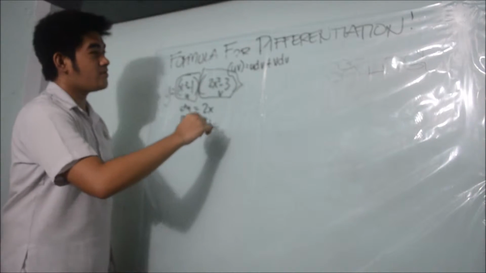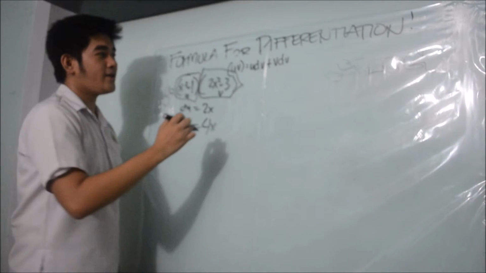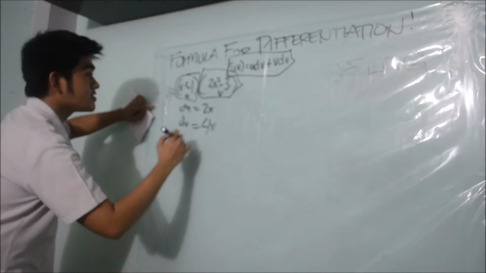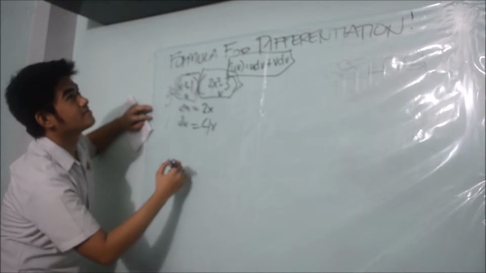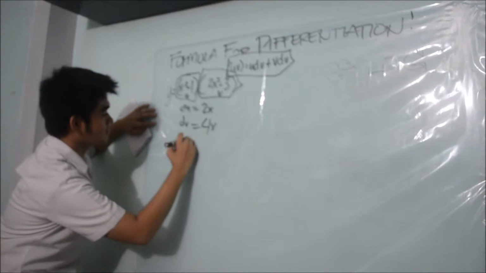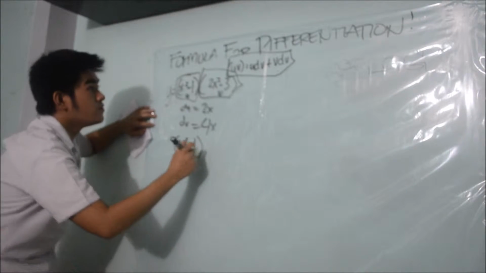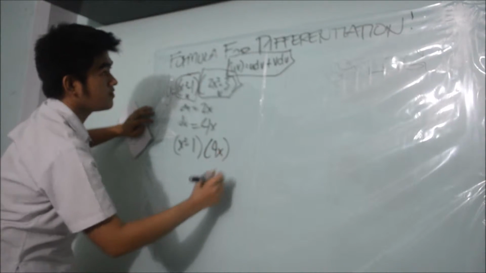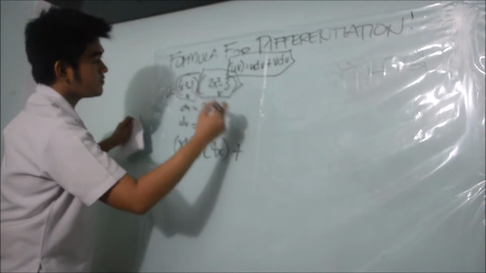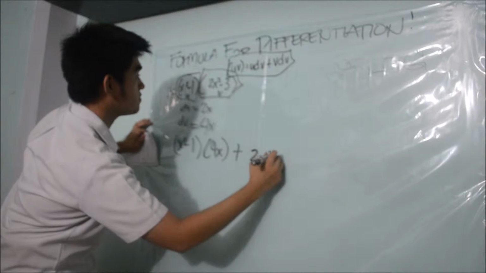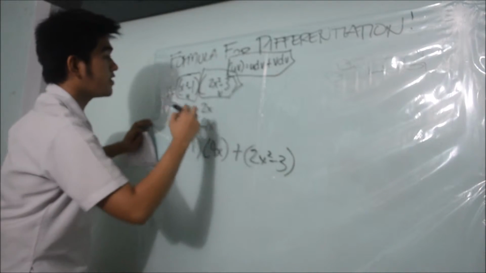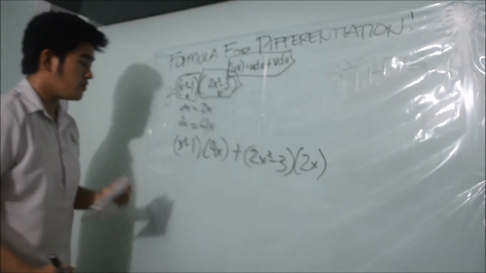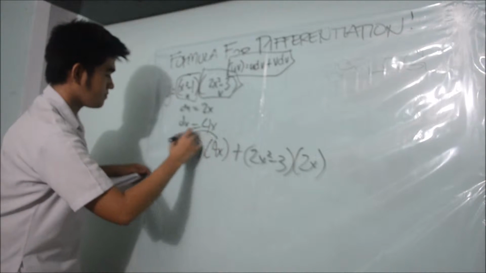After getting this, we can now apply it to the formula of D4, which is this one. So first thing we write down is u, which is this equation, multiplied by dv, which is 4x, plus v, which is this equation, multiplied by the derivative of the first equation. Now we simplify.